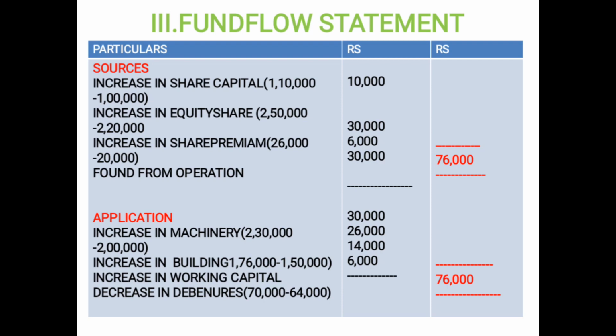Already we have calculated the fund from operation, 30,000. The total of sources is 76,000. Now we go to the application side.